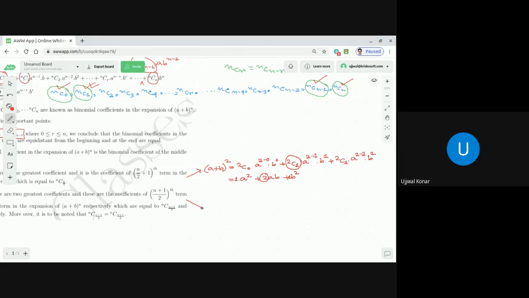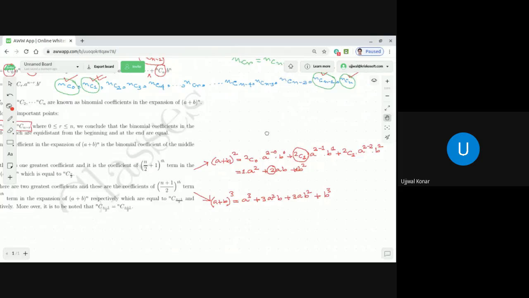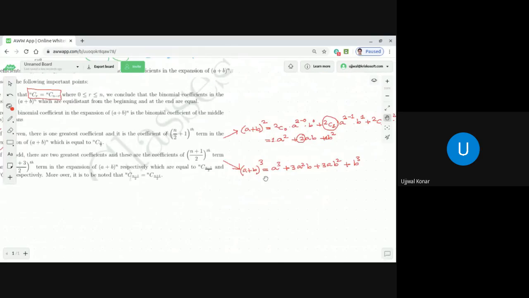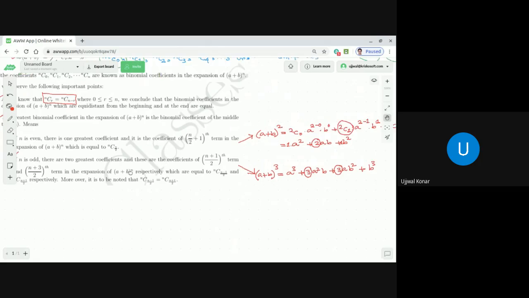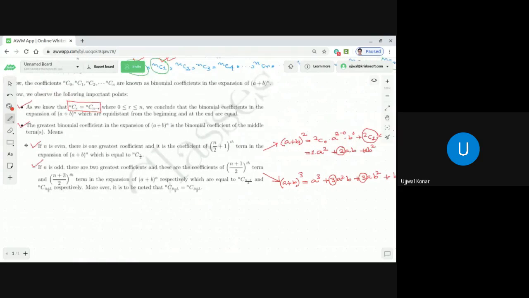Similarly, if you take the case where n is odd, the example is (a plus b) power 3, and you can expand it like this. What you'll get? a cube plus 3 into a square into b plus 3 into a into b square plus b cube. Correct? So then what are we getting? There are two middle terms. Correct? No? There are two middle terms. And the greatest coefficients are these two, 3 and 3, both are equal also. And I just showed you this to replicate the statement mentioned here.